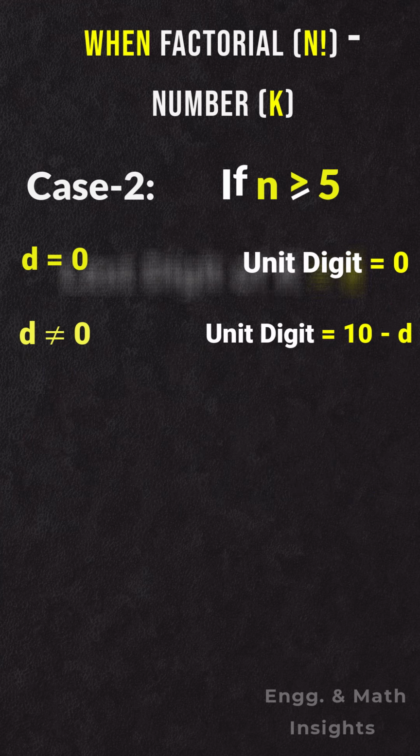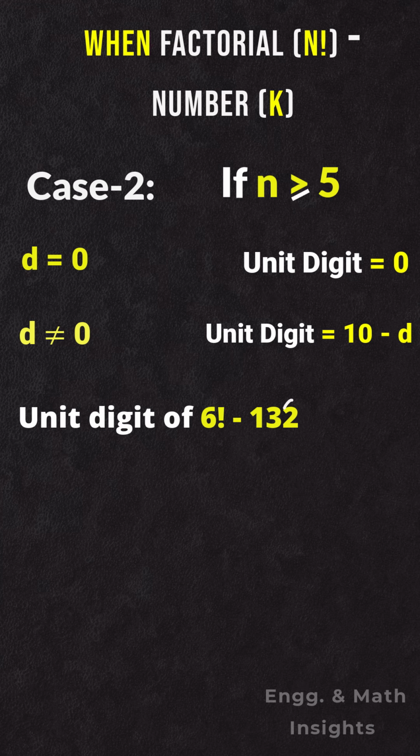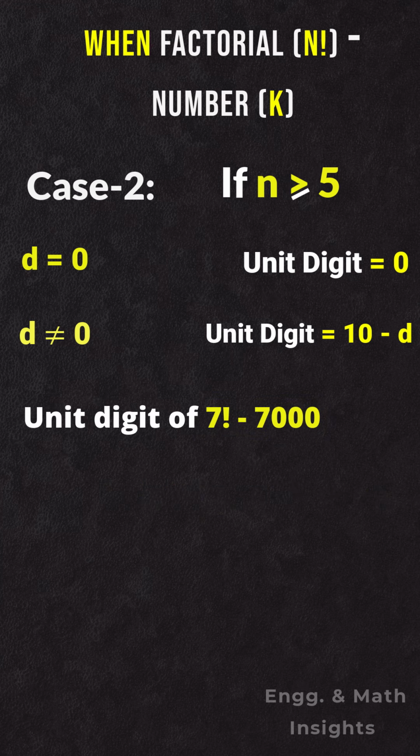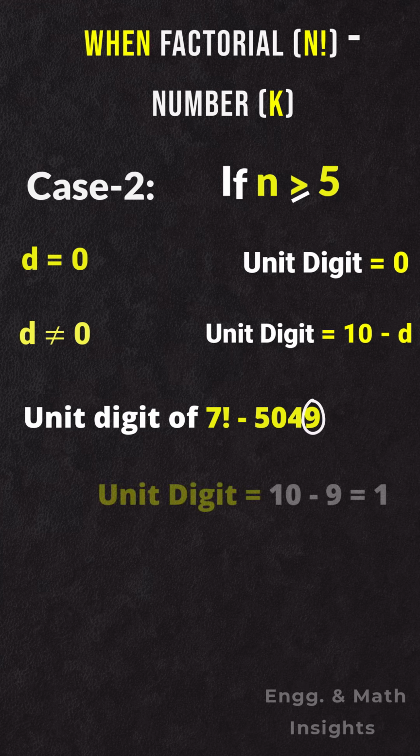For example, 6 factorial minus 132. Here the last digit of k is 2. For the unit digit, we need to subtract this 2 from 10, which will give us a unit digit of 8. Next is 7 factorial minus 7000. Here last digit of k is 0, hence the unit digit is 0. For 7 factorial minus 5049, the last digit is 9, hence the unit digit is 10 minus 9, or 1.